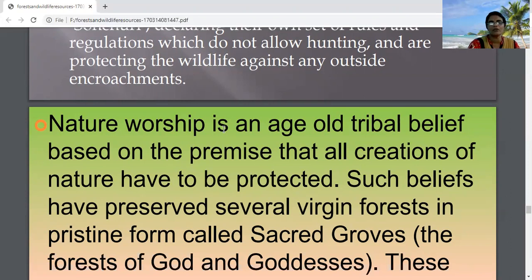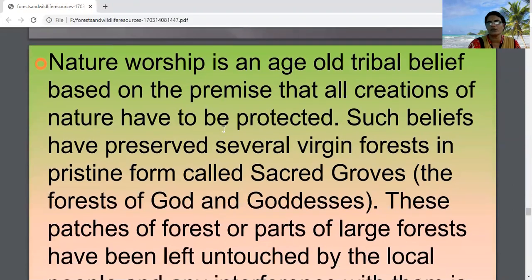Such beliefs, the belief of nature worship, have preserved several virgin forests in pristine form called the sacred groves. Virgin means not touched by anybody, not destroyed by anybody, in its original form. So these beliefs of the people preserved so many virgin forests in their original form called sacred groves. Sacred. They treat that forest as sacred. That means the forest of God and goddesses. They see some of the forest trees or plants as sacred. That is, they give them the position of God and goddesses.